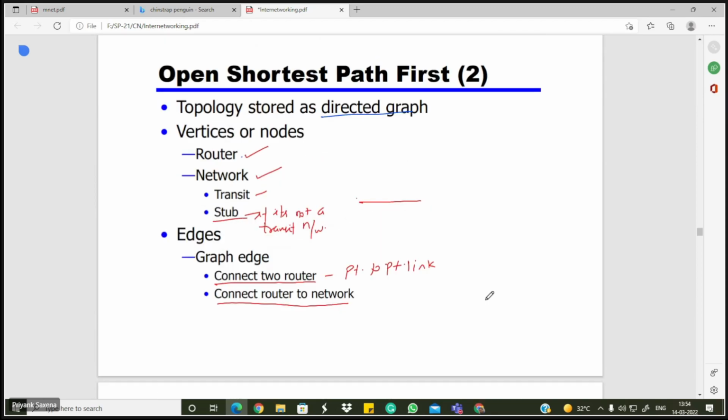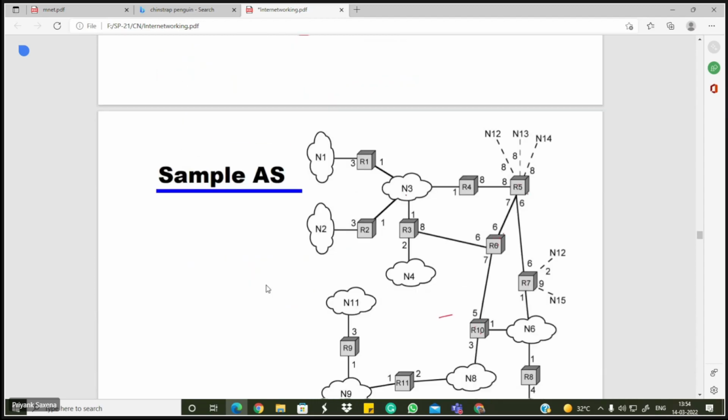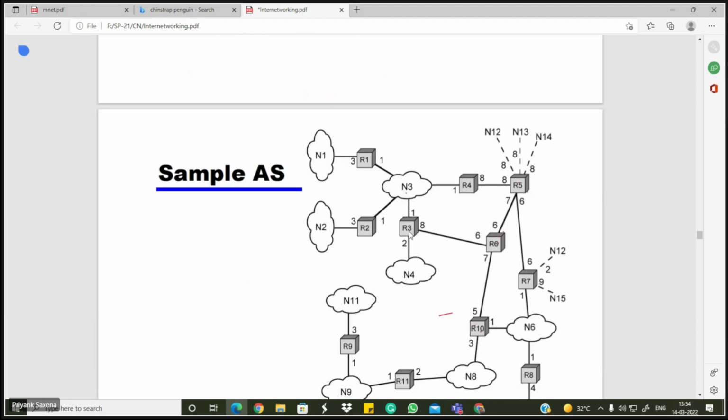So here, to draw a directed graph, you should remember that there are vertices like routers, network, and there are edges like graph edges. Basically, to connect two routers, that can be a point-to-point link, or connect routers to the network. So you can see here that it connects two routers. It's a point-to-point link, right? And it connects a router to the network.